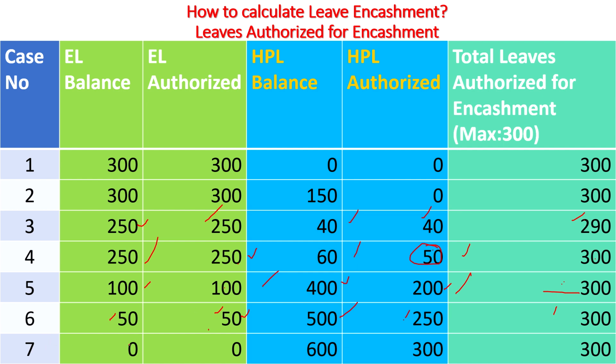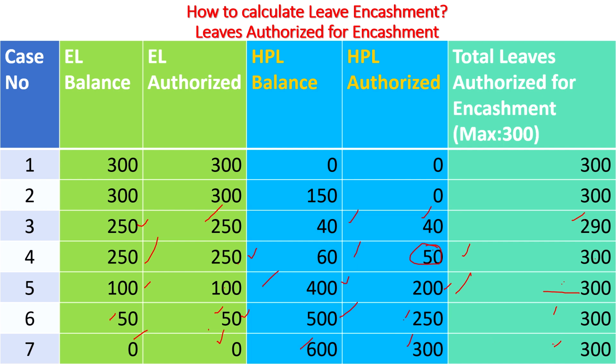Last case, the EL balance is 0, HPL balance is 600. So here EL is 0, authorized also 0, and 600 is the HPL. So maximum is 300. So 300 HPL can be encashed. Total will be 300 only.